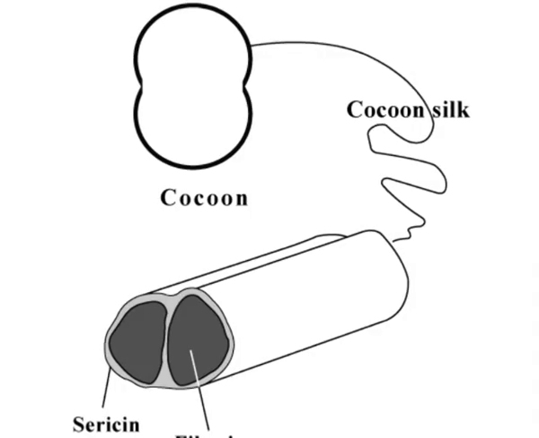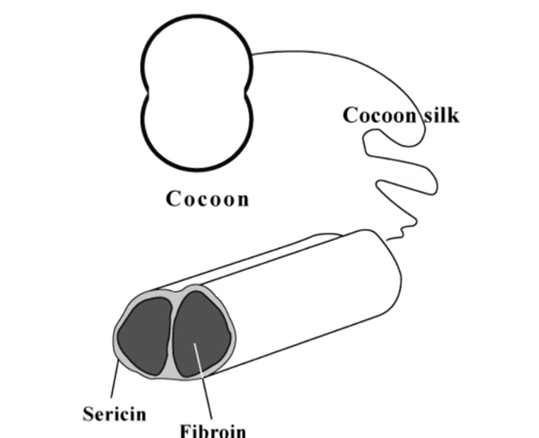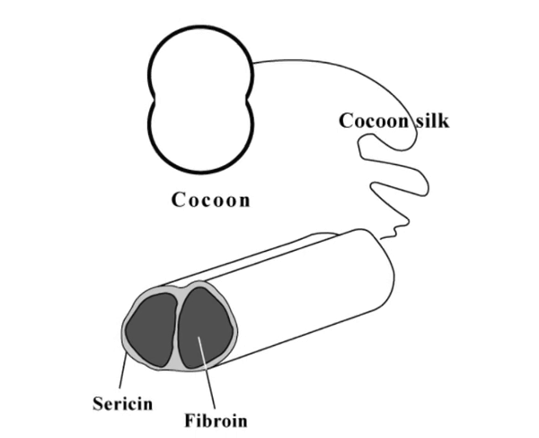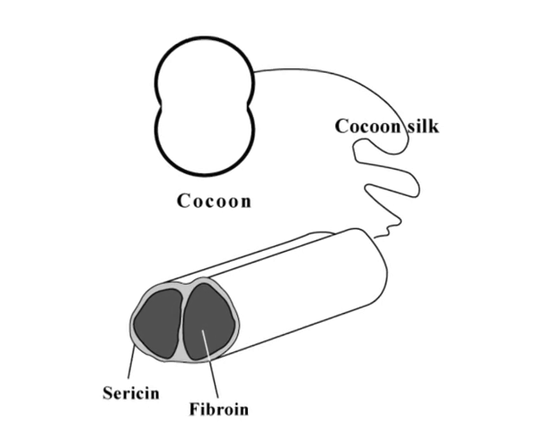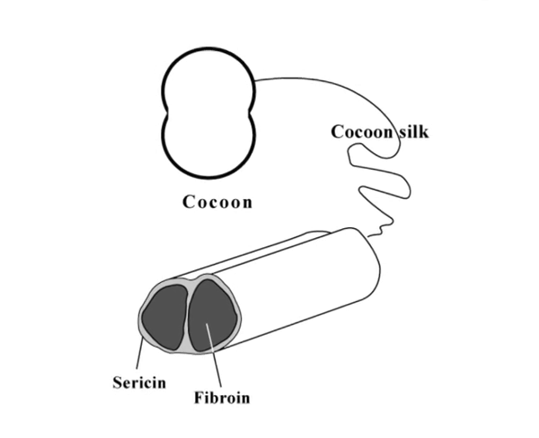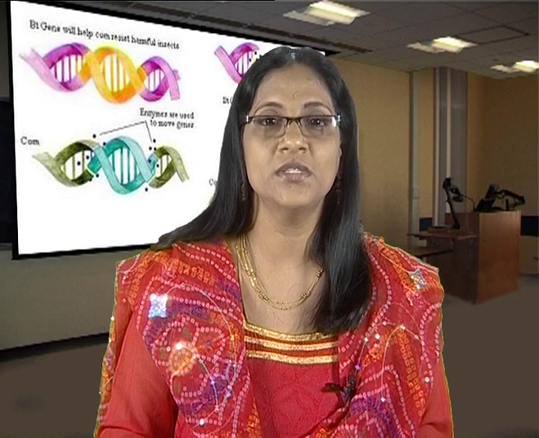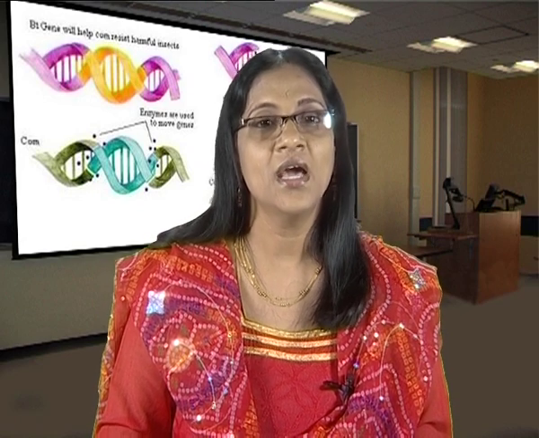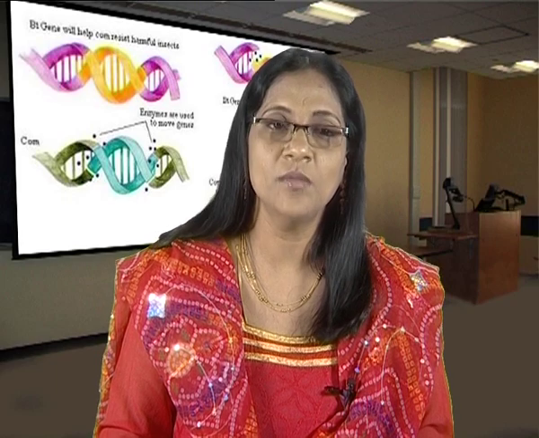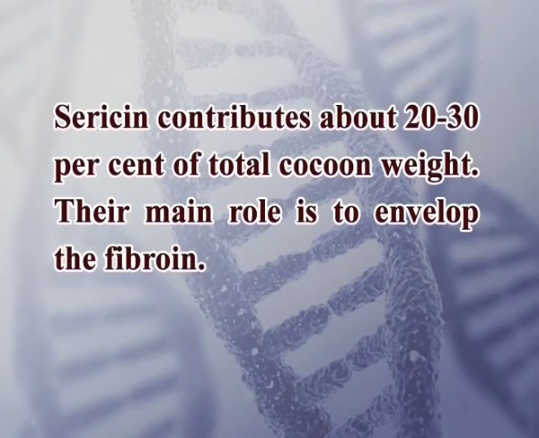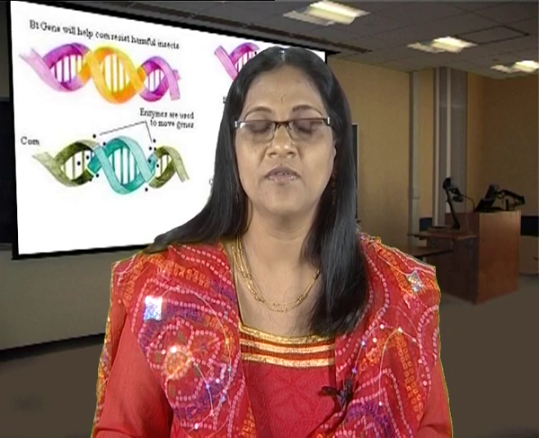Sericin is a second type of silk protein which contains 18 amino acids including essential amino acids and is characterized by the presence of 32% of serine. The total amount of hydroxy amino acids in sericin is 45.8%. There are 42.3% of the polar amino acids and 12.2% of the non-polar amino acid residues. Sericin contributes about 20 to 30% of the total cocoon weight. Their main role is to envelop the fibroin.